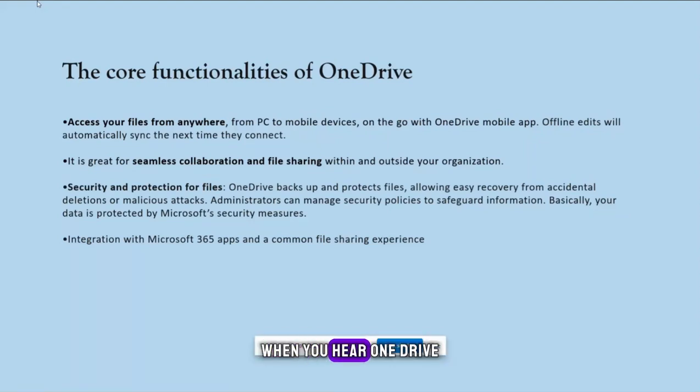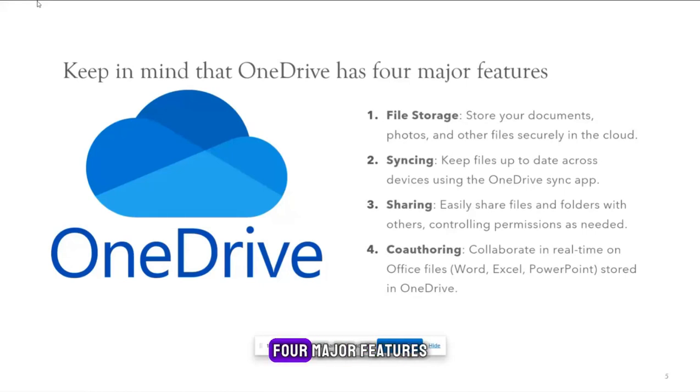When you hear OneDrive, just know that OneDrive has four major features: file storage, syncing, file sharing, and co-authoring, that's real-time collaboration with the Microsoft 365 apps. You can store all your documents, your photos, different formats of files, securely saved in the cloud through your OneDrive. And it lets you sync your data, you keep your data up to date using the OneDrive Sync app.